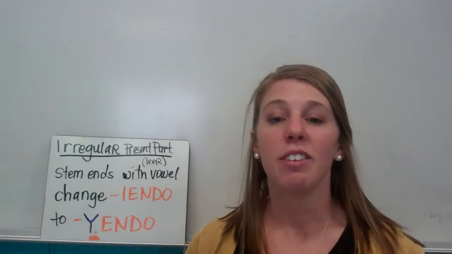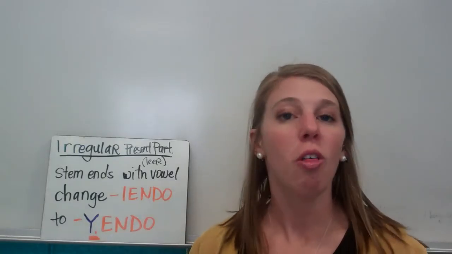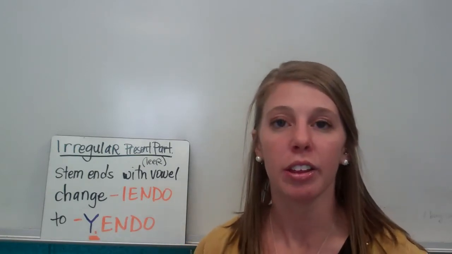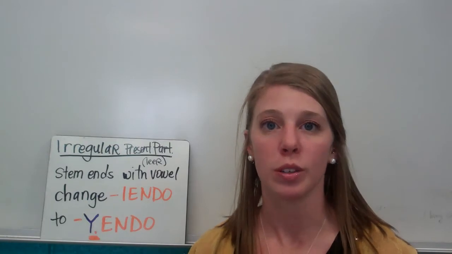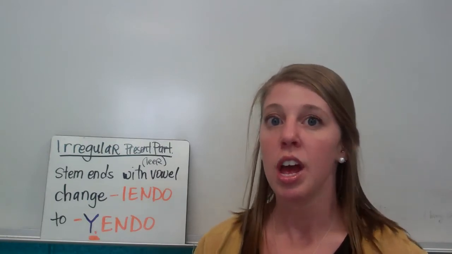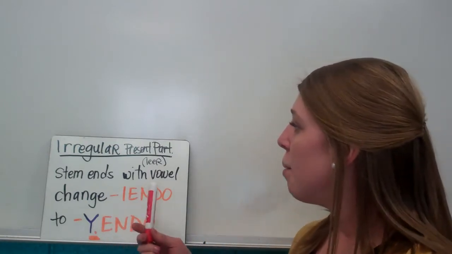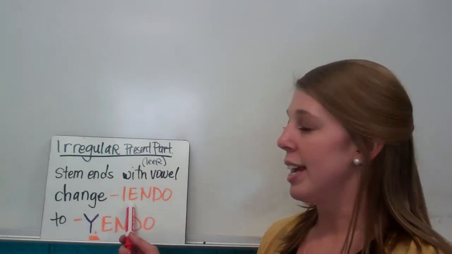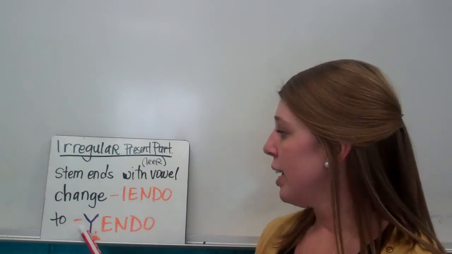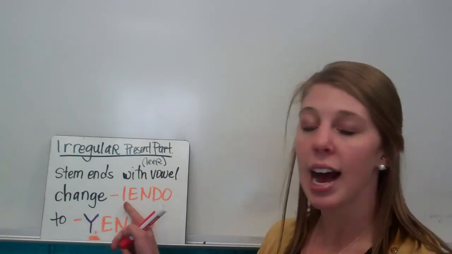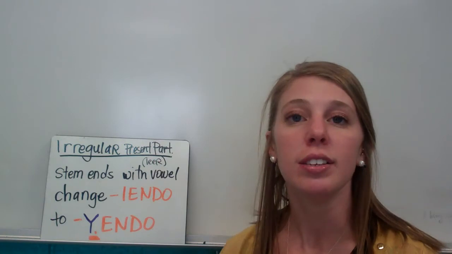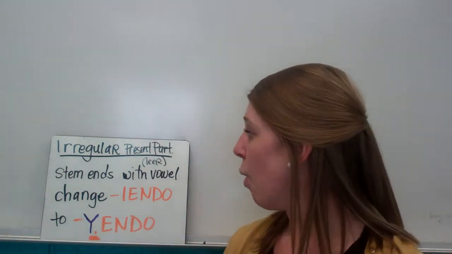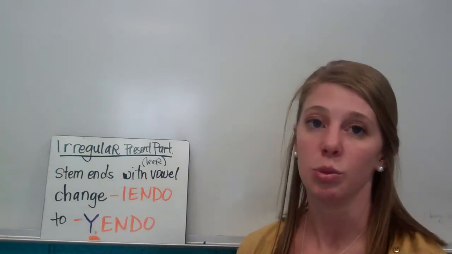Now, it wouldn't be fun if we didn't have some irregulars to throw all those rules that we just learned out the window. So there are only 2 types of irregulars whenever we're dealing with the present participle, the -ing verbs. The first one: when stems end with a vowel, you're going to change the iendo to a yendo. So we change this I to a Y. You're going to see this a lot in Spanish, where the I's start turning into Y's whenever we have a stem that ends with a vowel.